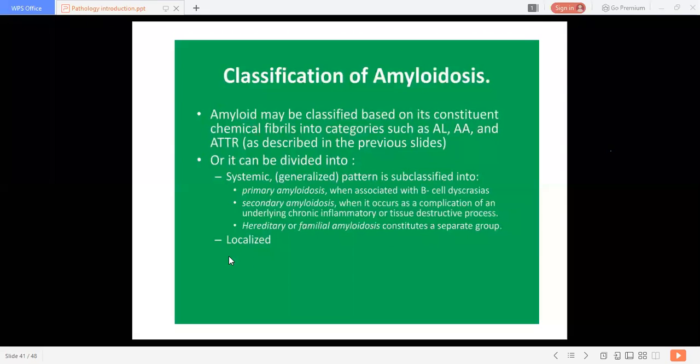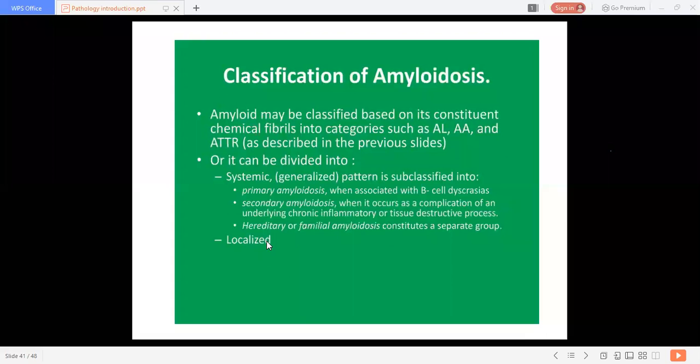Localized amyloidosis gets divided into senile cardiac, senile cerebral, and endocrine associated amyloidosis. Senile cardiac, as the word itself says, it is senile, which means it is always observed in old age. Senile cardiac: age is above 70 years, and the deposits are in the heart and aorta.